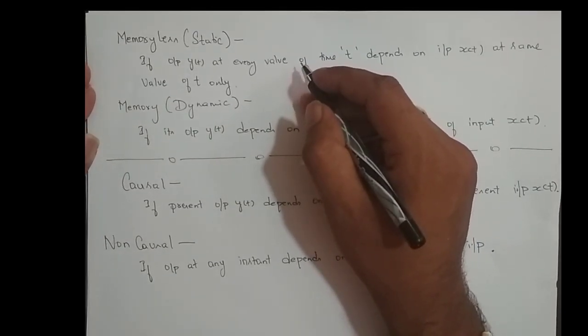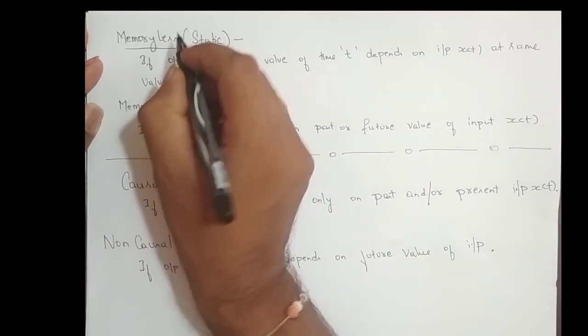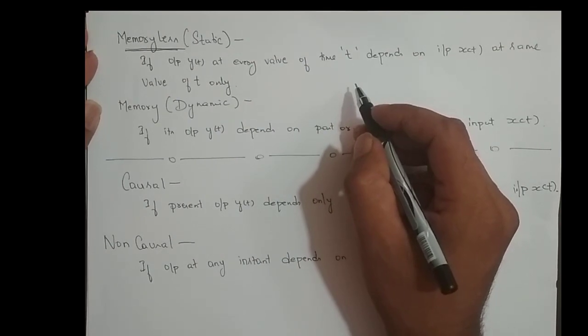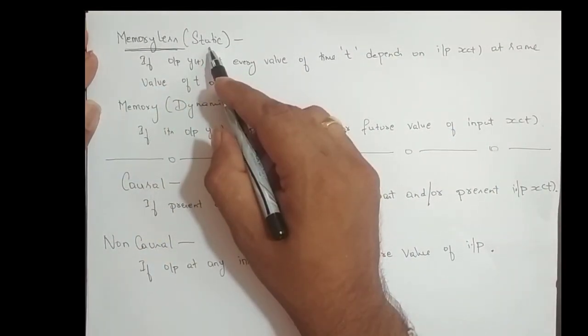Hi guys, in this video we'll discuss the memory and causality property of a system. A system is said to be memoryless. Whenever we say memoryless, it's also called a static system.